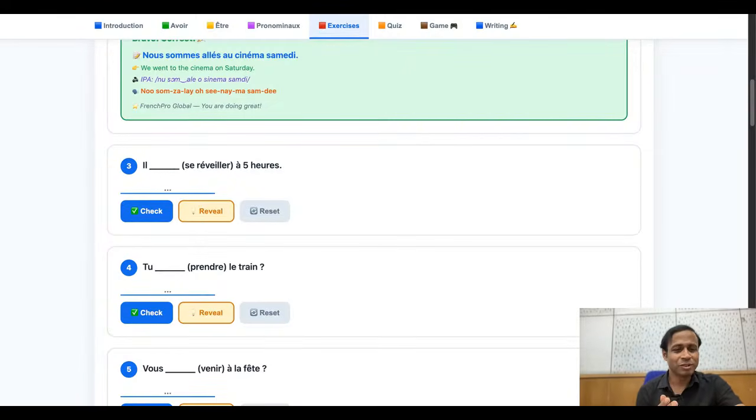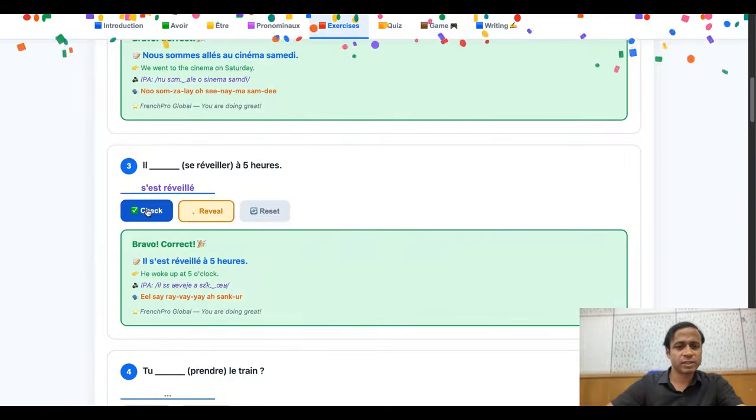It is a pronominal verb. So I told you, être will be used with all these 17 verbs plus with all pronominal verbs. Remember, être will be used with those 17 verbs plus all pronominal verbs, which also take être. So your answer: il se réveiller. Il s'est réveillé à 5 heures. Okay, il s'est réveillé. You have also written the same answer. Fine. Yes, correct answer.